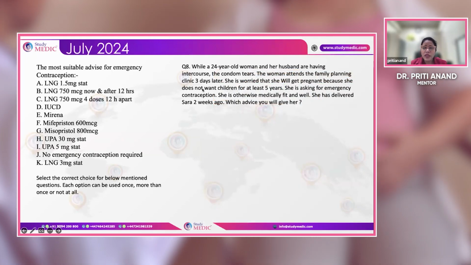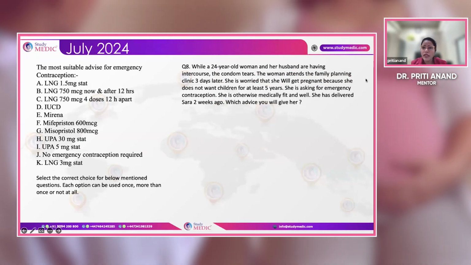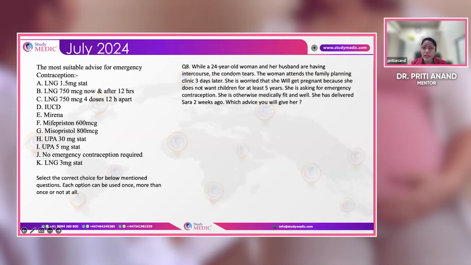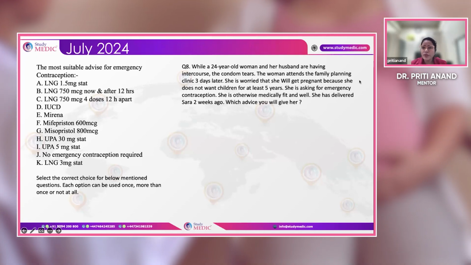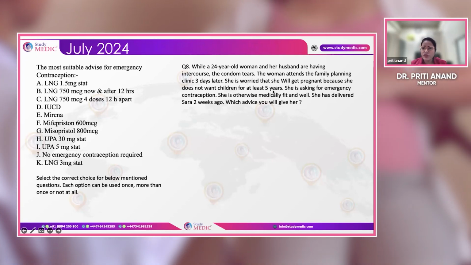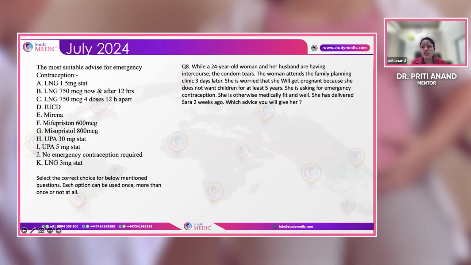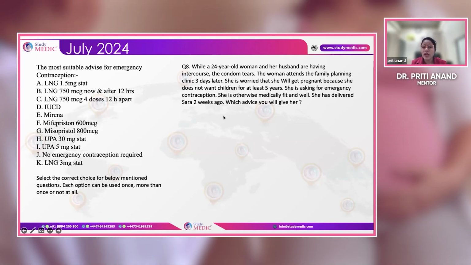A 24-year-old woman and her husband had intercourse and the condom tore. She attends the family planning clinic 3 days later. She is worried that she will get pregnant because she does not want children for the next 5 years, and she is asking for emergency contraception. She has just delivered a baby 2 weeks ago. So what advice would you give her?